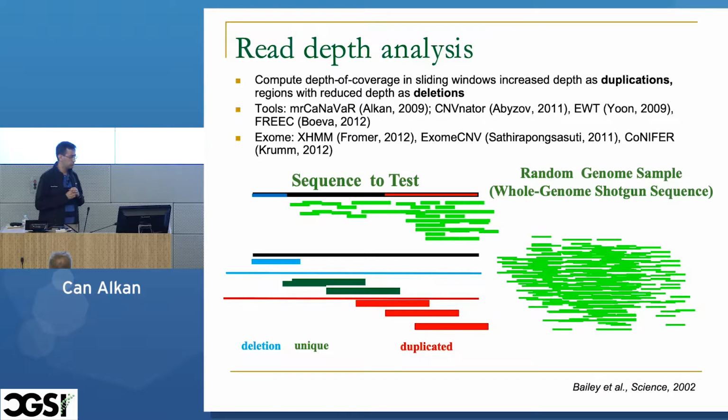These are some of the tools that only use read depth, such as CNVnator and EWT. If you have exome data, it is actually messier, because now we also have to deal with the biases of the exome capture. But some algorithms that you can use are XHMM, CoNIFER, and ExomeCNV.